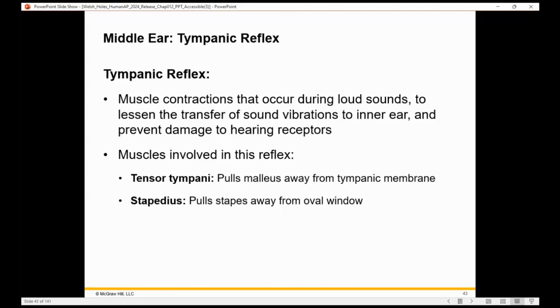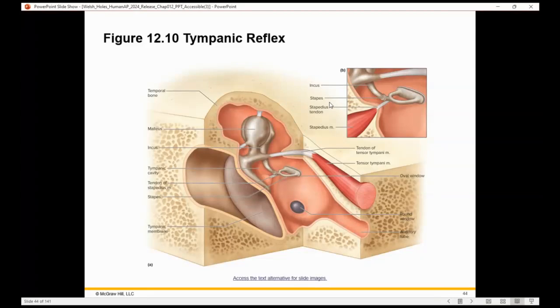Let's talk about the middle ear and the tympanic reflex. So muscle contractions that occur during loud sounds lessen the transfer of sound vibrations to the inner ear and prevent damage to the hearing receptors. Muscles involved in this reflex include the tensor tympani, which pulls the malleus away from the tympanic membrane, and the stapedius, which pulls the stapes away from the oval window. This figure shows you a close-up of the tympanic reflex and the auditory ossicles.